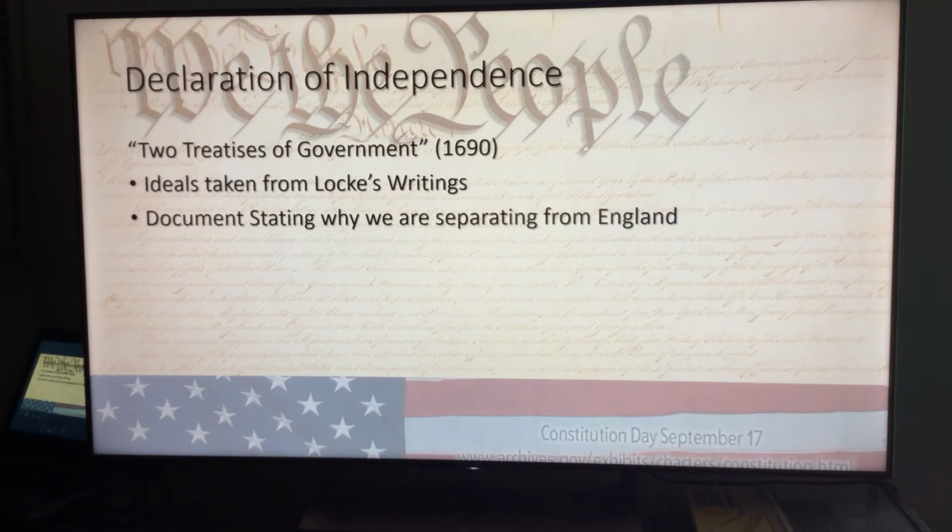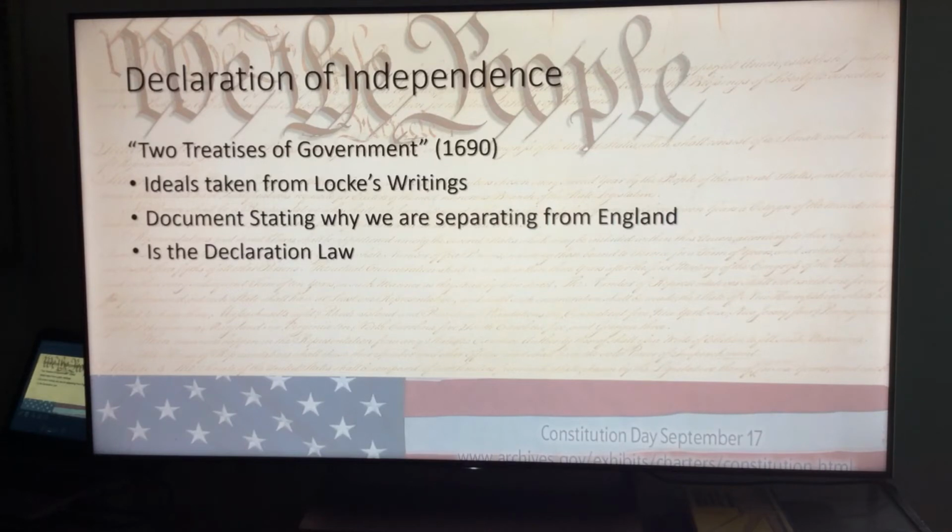The Declaration is a document telling England why we are leaving. So it's kind of like a breakup text message. We're sending a letter to England saying, we don't like you anymore, let's just be friends, and we're leaving. So that's what the Declaration is. When asked, is the Declaration law? The Declaration of Independence is not law. It is rhetoric. It's telling England why we're breaking up with them, why we're leaving. So it's not necessarily law, but ideas of law come through.